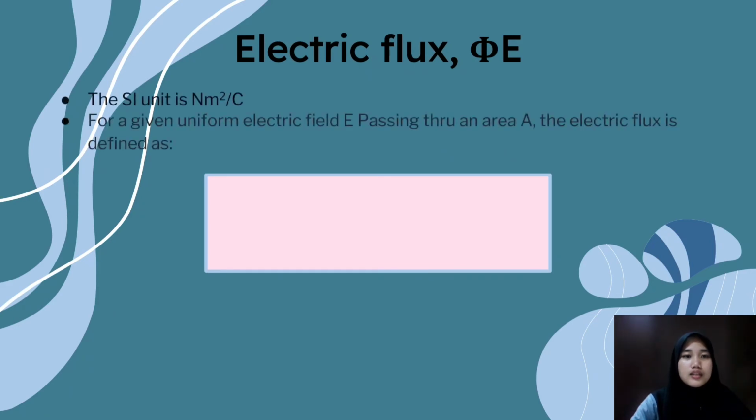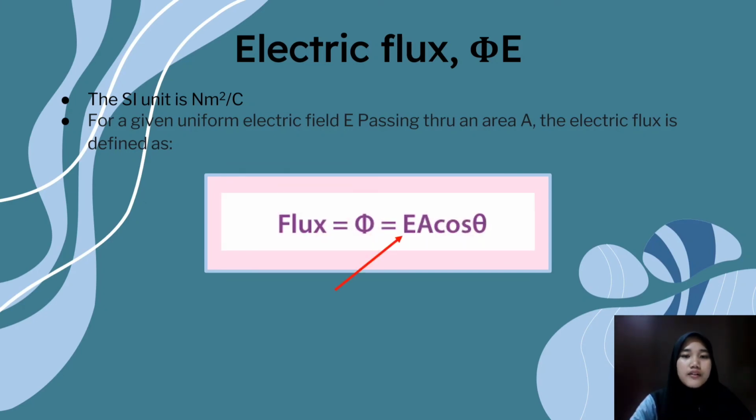Next, the SI unit is N m squared over C. For a given uniform electric field E passing through an area A, the electric flux is defined as flux equals EA cos theta, where E is the electric field and A is the surface area.